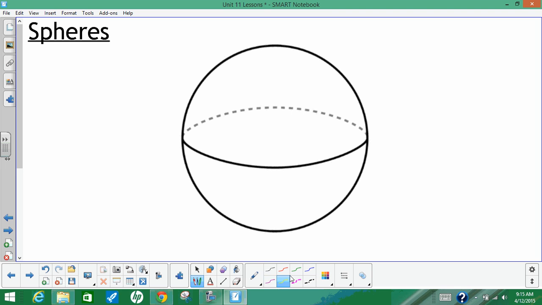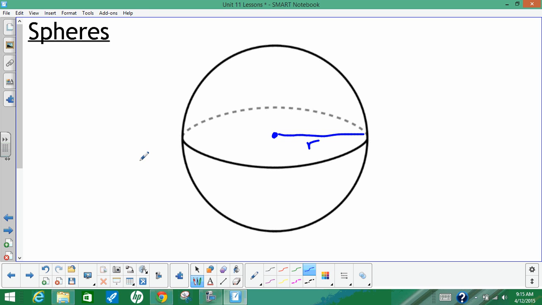The last figure we're going to talk about is a sphere. And a sphere's dimensions, actually there's only one dimension, there's the radius. And this is the radius if we cut the sphere right through the middle. So this is sort of like if we were to chop this sphere in half, that's where we would measure the radius of the sphere. And that radius is going to help us find surface area and volume.